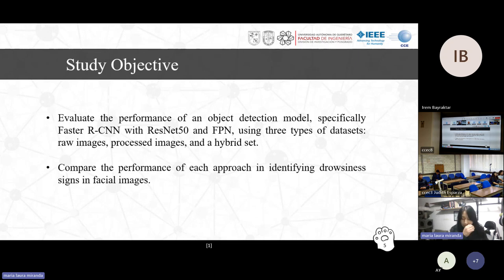So the central goal of this study is to evaluate the performance of the object detection model Faster RCNN with ResNet 50 and FPN using three datasets: one with raw images, another with processed images, and a hybrid set combining both. Then compare the effectiveness of each dataset in identifying signs of drowsiness in facial images.